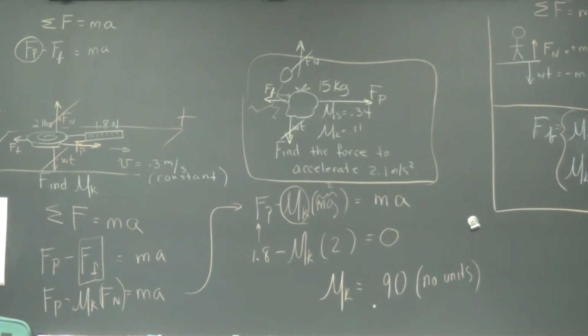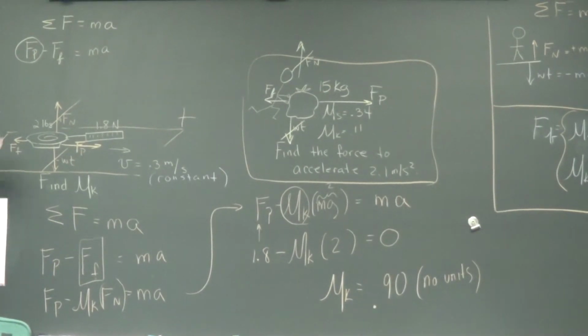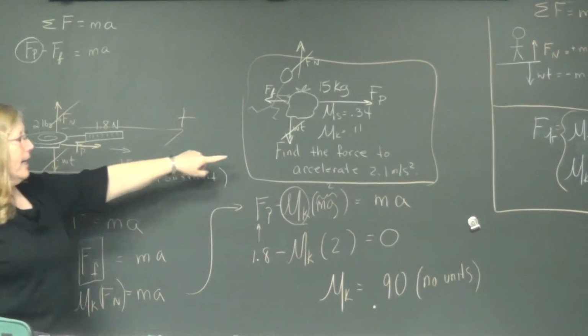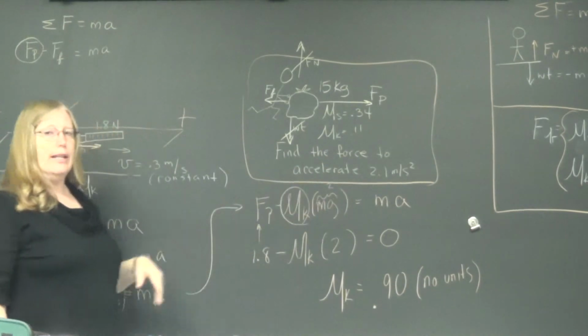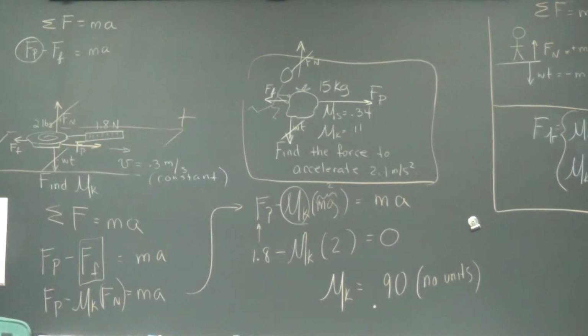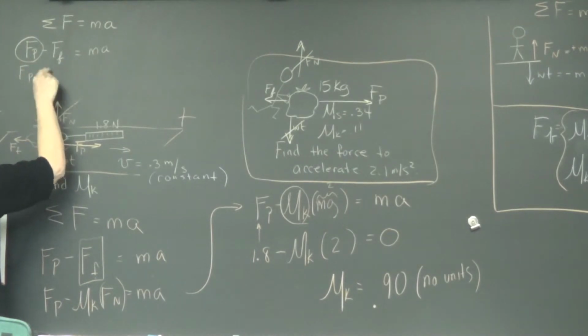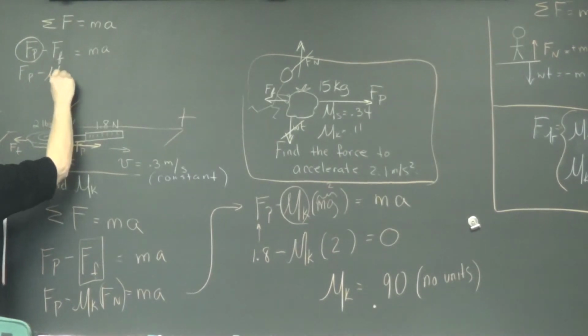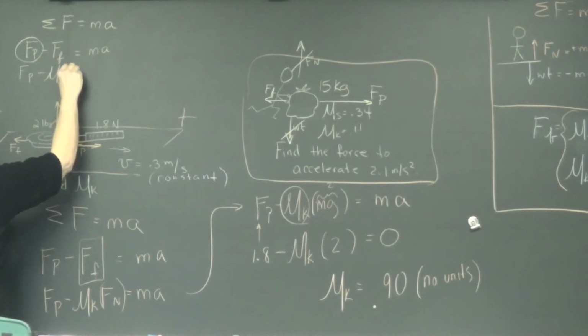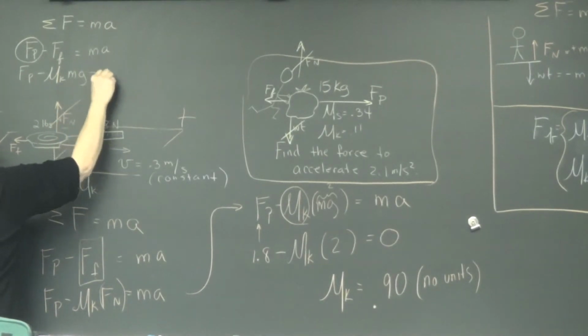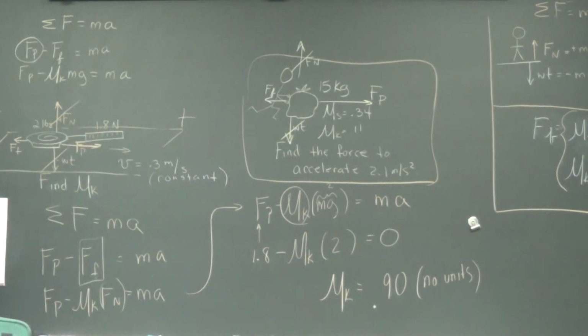All right, let me go ahead and finish the problem. Okay, the force of the pull is what I'm looking for, because it says find the force to accelerate the object. So the force of friction, we know, is u sub k times mg, because it's moving. That's 16.7. So we have force of the pull minus 16.7 is equal to.